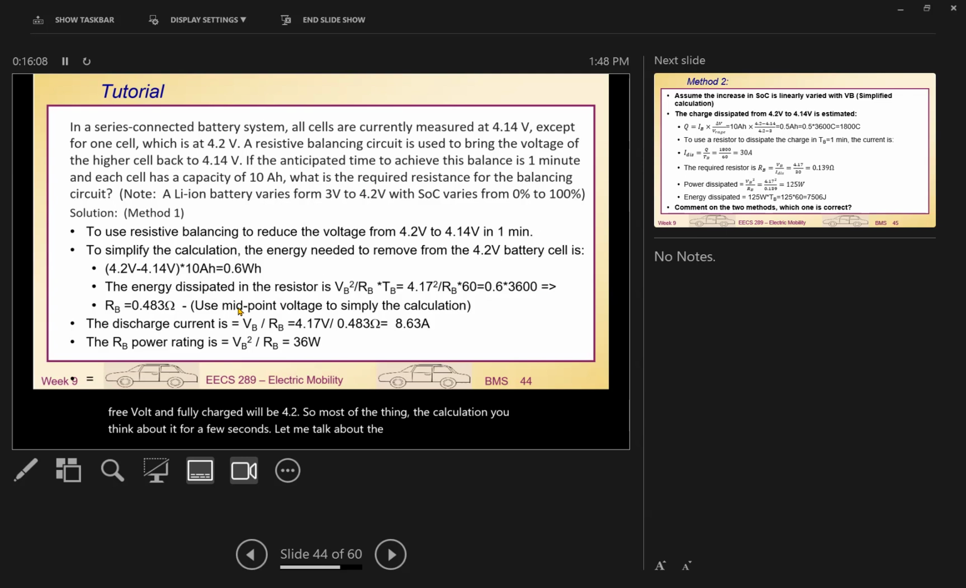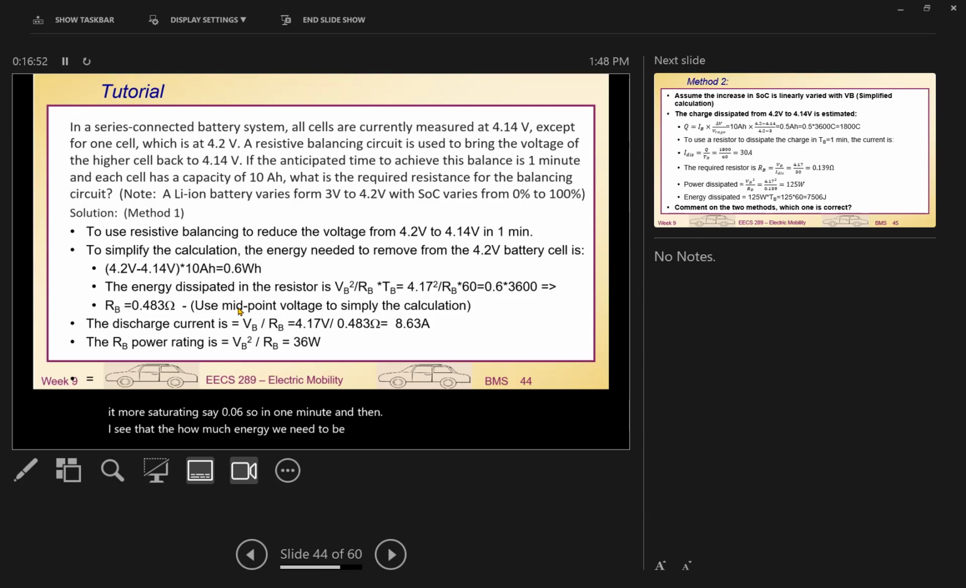So here, we have a few methods to manage this. I'll just share with you how we think about this part. One thing we need to do is use resistive balancing to discharge from 4.2 volt to 4.14. Usually the voltage imbalance is only tiny. We do not try to balance huge voltage differences, because our sensor monitors voltage continuously to keep the imbalance to only 0.01. Here, let's make it more extreme, say 0.06, in 1 minute. Then you can see how much energy we need to remove.